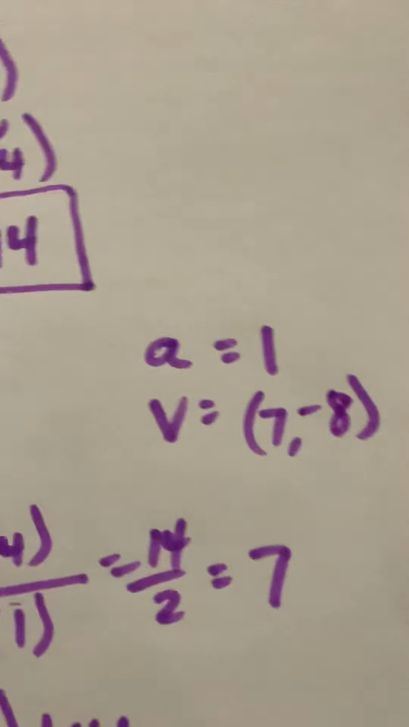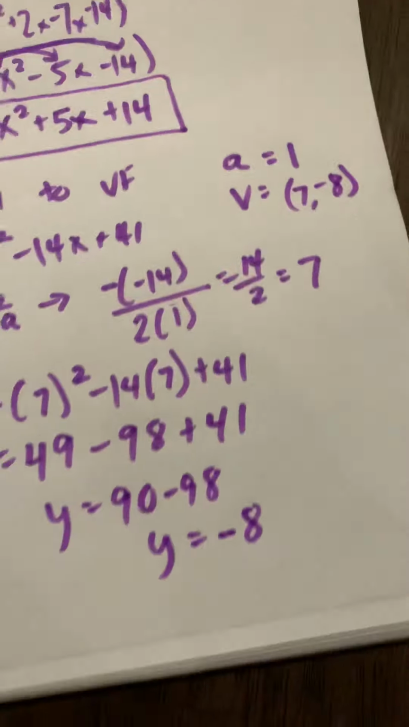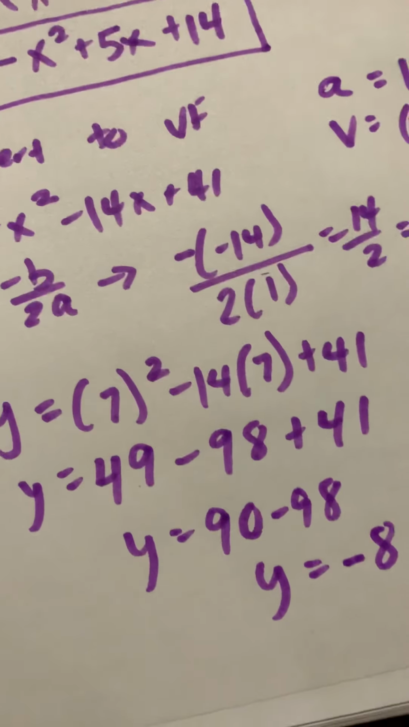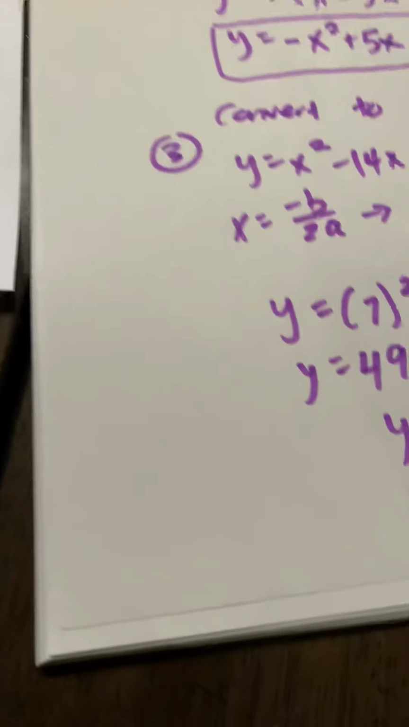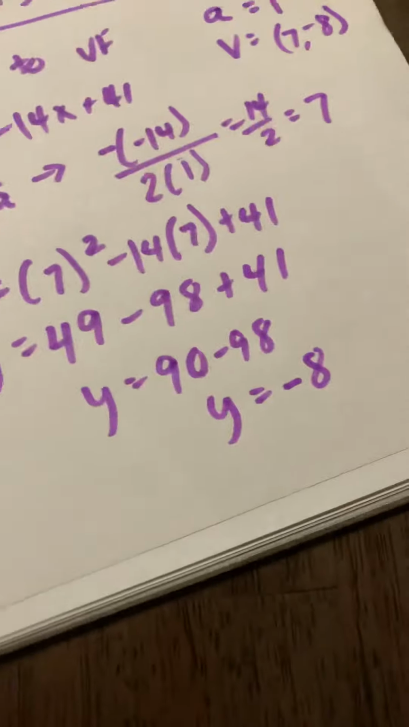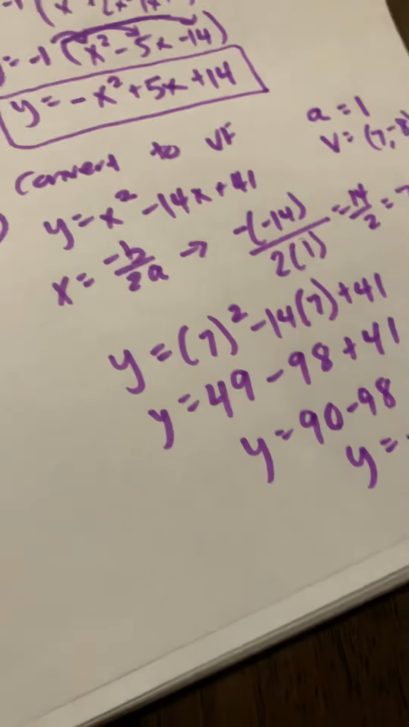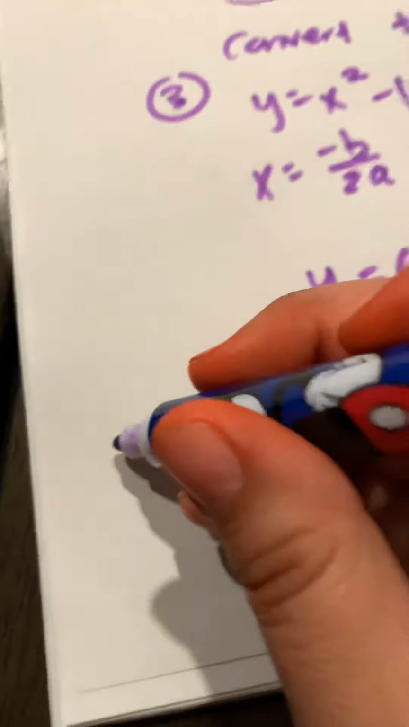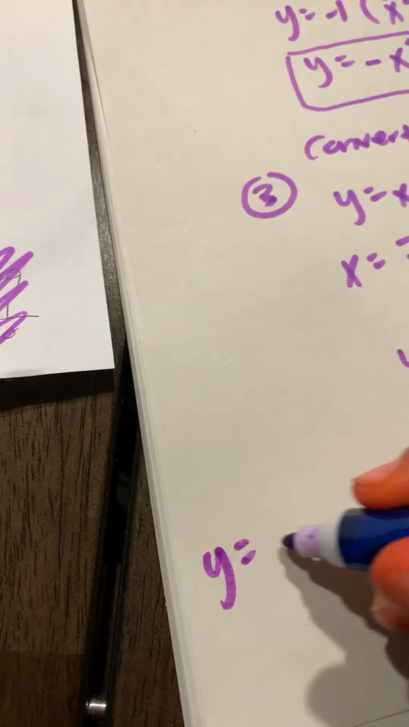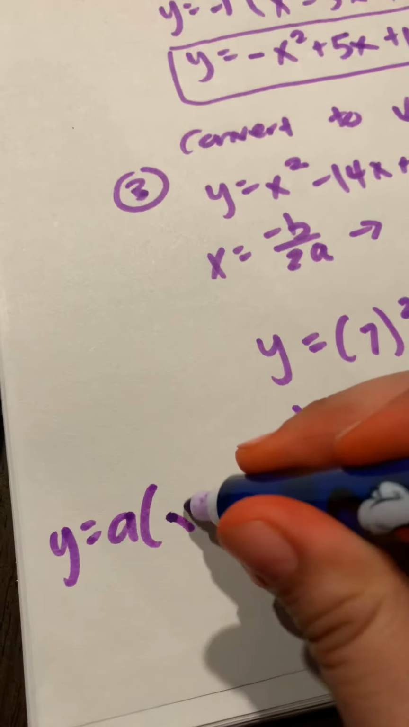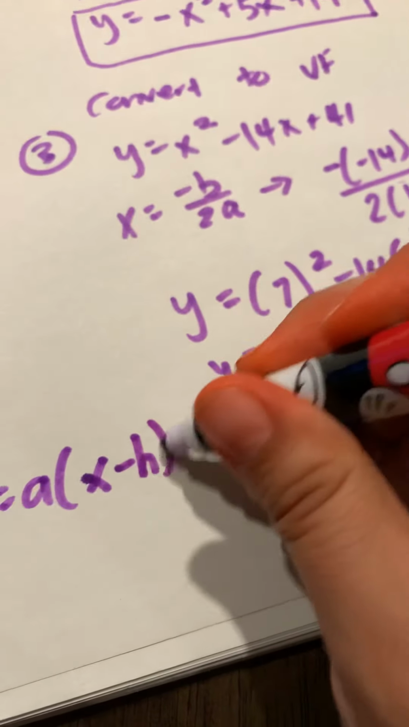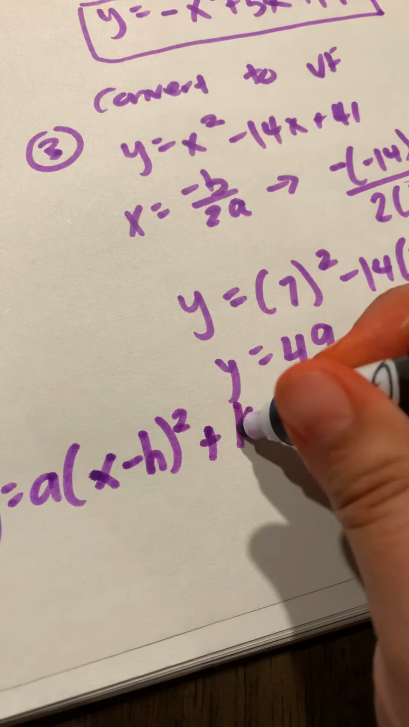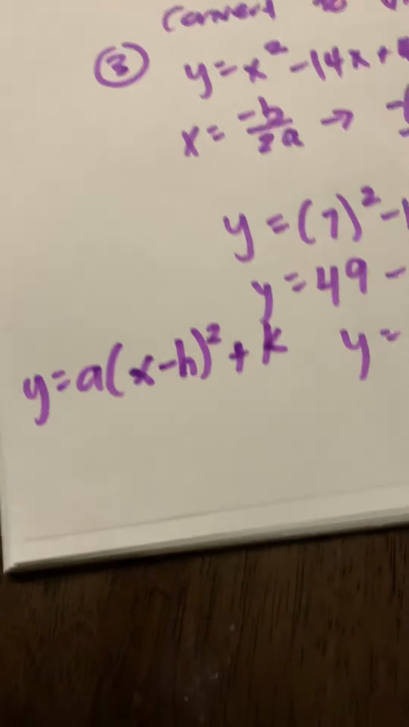So there's my A and there's my vertex. And once I have those two things, I can write an equation in vertex form. So you gotta remember the format for vertex form. So let me just write the format here. So it's y equals a(x - h) squared plus k. You just need to remember that it's always the opposite of h. So that's the format for vertex form.